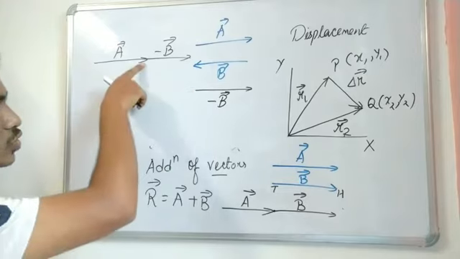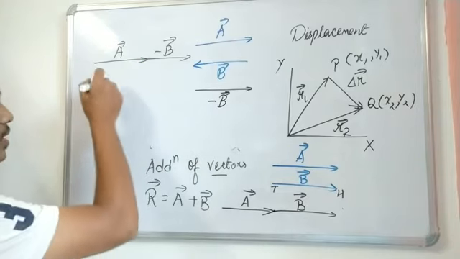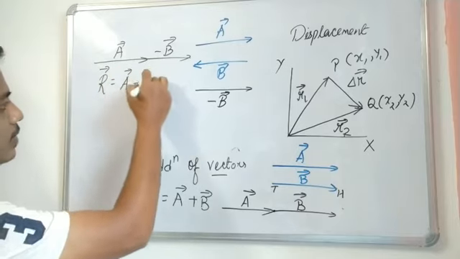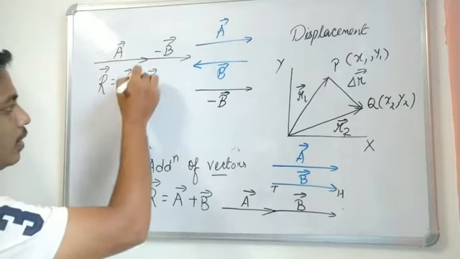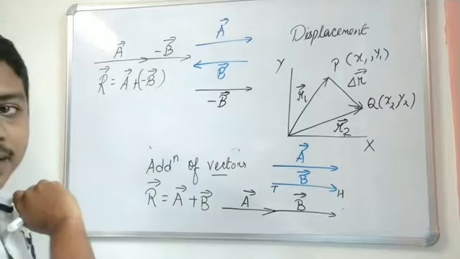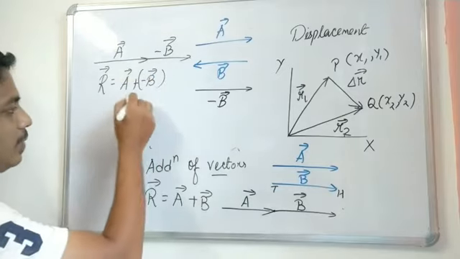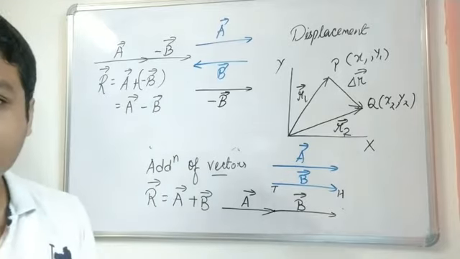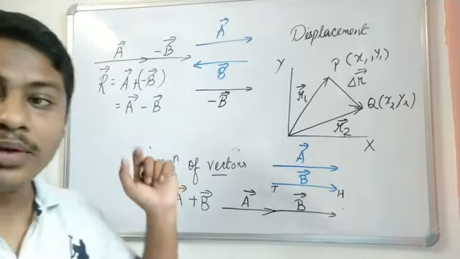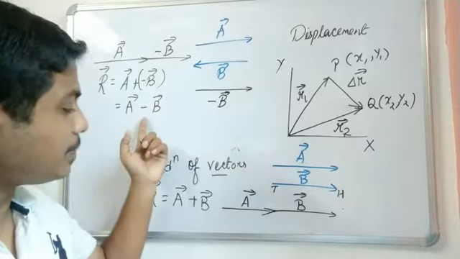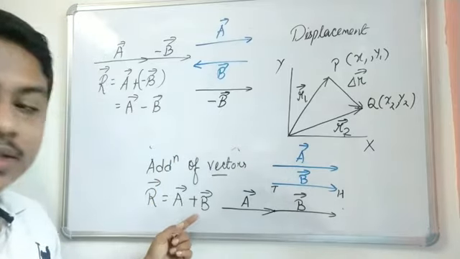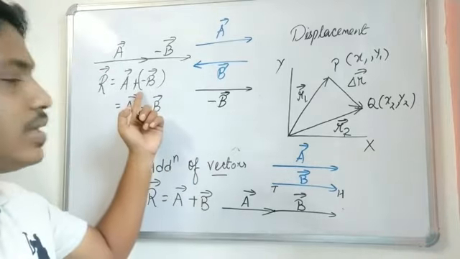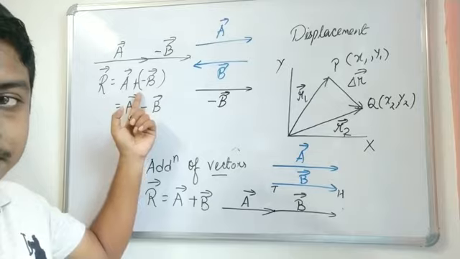The tail of this should touch the head of the other one. So the resultant here will be R equals A plus minus B. If I break it, it will be A minus B. Clear? So we have also got the subtraction of vectors. This is your addition of vectors. Subtraction means just addition of a negative vector. You can see here, addition of a negative vector.